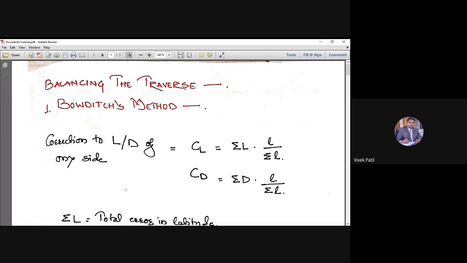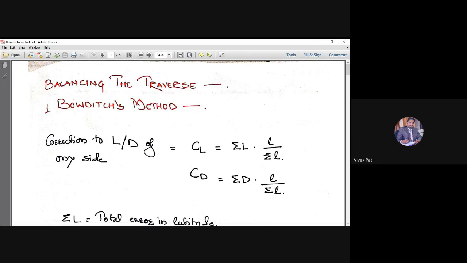Now we'll have some calculation part related to the balancing of traverse. Yesterday we discussed that part briefly: there are three methods for the balancing of traverse. One is called the Bowditch method, another is the transit method, and the third is the graphical method. For our syllabus we have two methods, the Bowditch method and the transit method. One by one we will discuss these two methods and solve numericals related to them. So first of all, the Bowditch method.